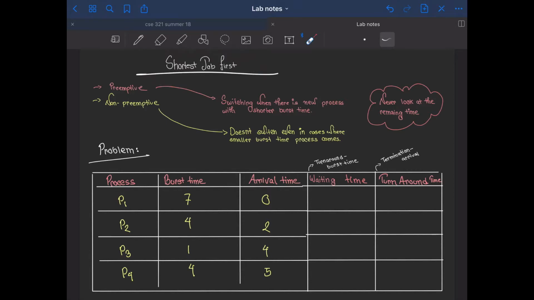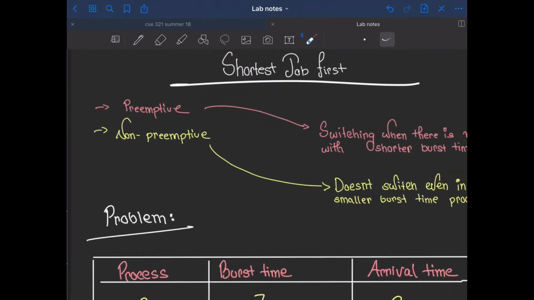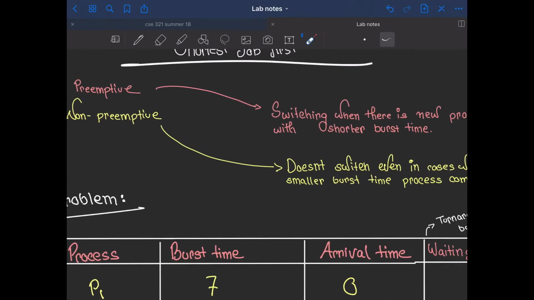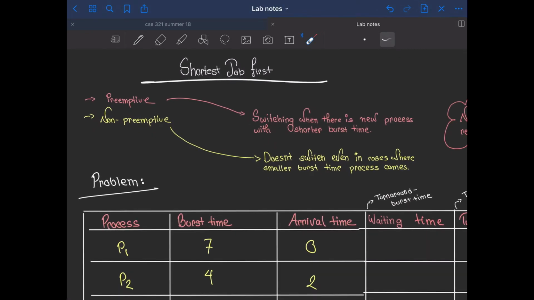So shortest job first is a scheduling algorithm, and in this algorithm we would be looking into two of its types. One is preemptive, another one is non-preemptive. So what do these types actually mean?